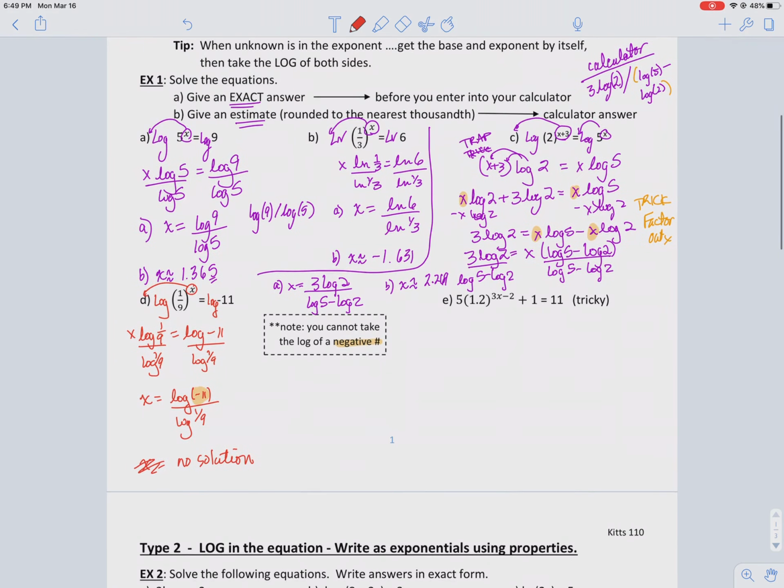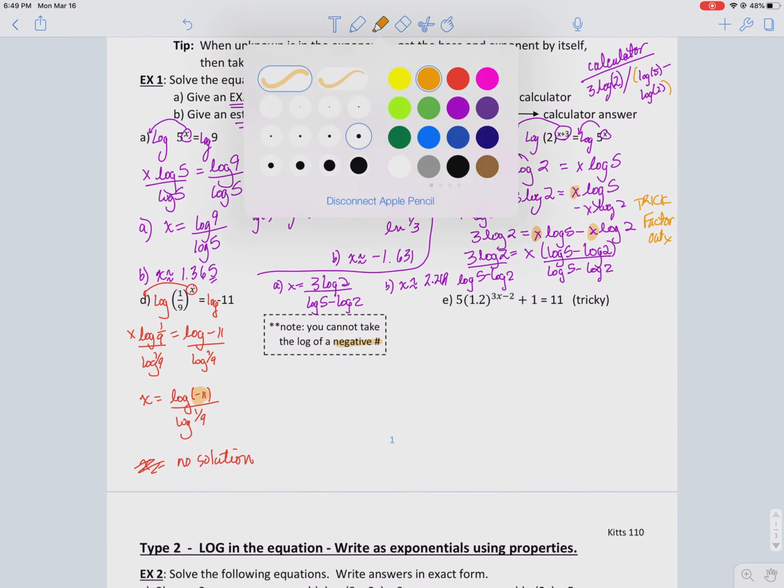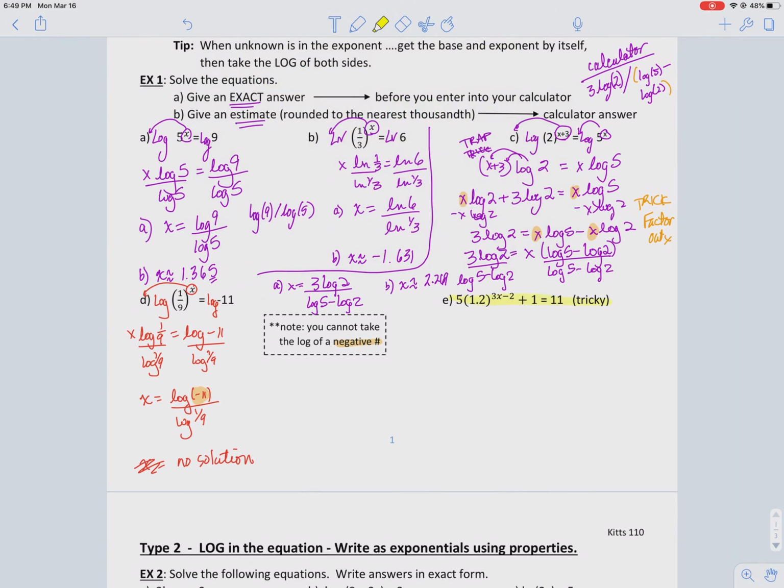Notice this one is a little bit different. I'll highlight it because it's sort of hard to see with all this writing. This one is a little bit different than the others, okay? Notice this top, the first one in A. See, you had 5 to the x all by itself. So what we're going to do is isolate this part right there. That way we can then take the log of both sides. So we've got to get that by itself.